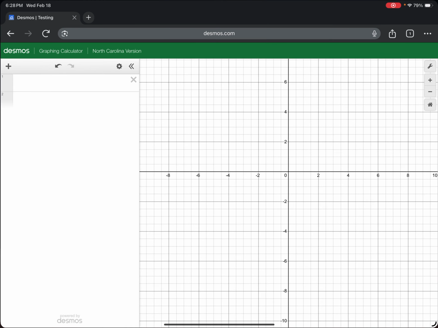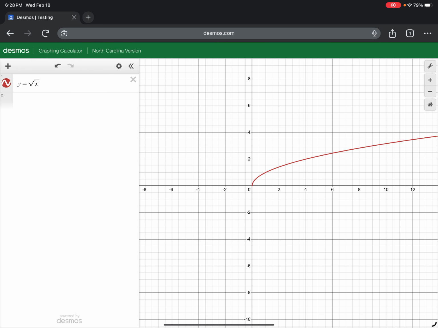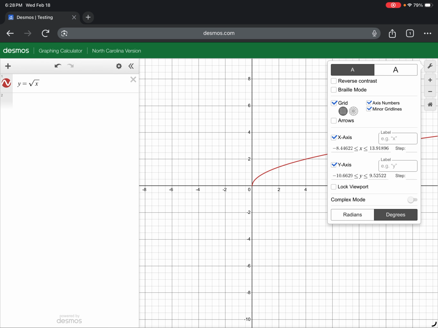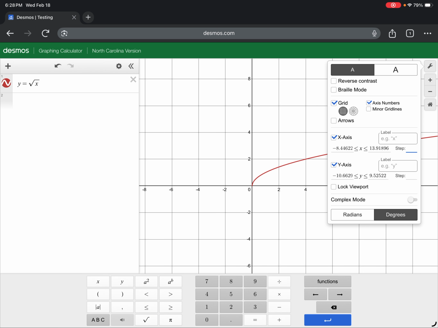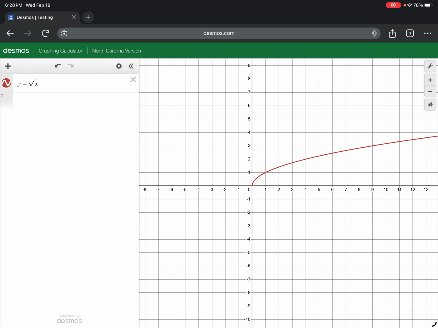So just to give you a visual here, we have y equals the square root of x, and there's our basic parent function. I'm going to adjust this by turning off the minor grid lines and putting the steps as 1 and 1, so we can look at it one unit at a time. You can see we have 0, 0, we have the point 1, 1, another perfect point at 4, 2, and so forth.